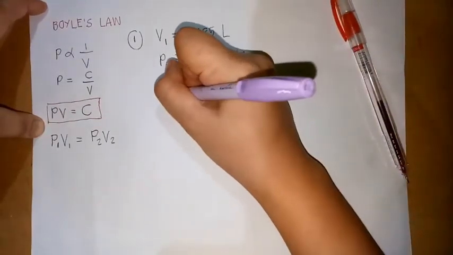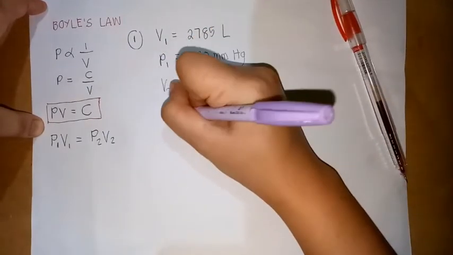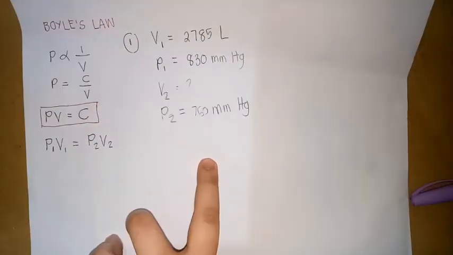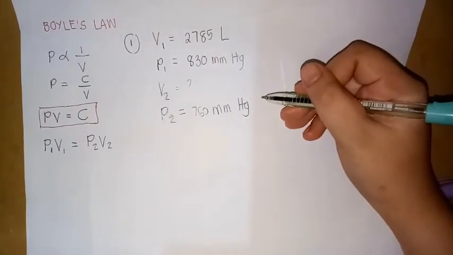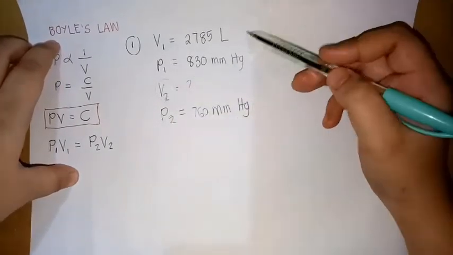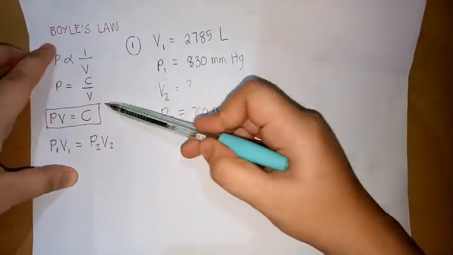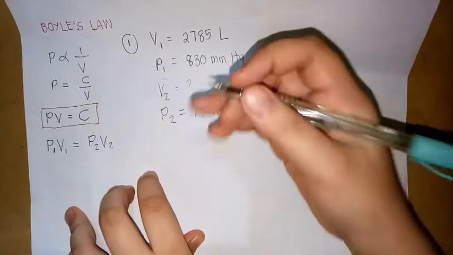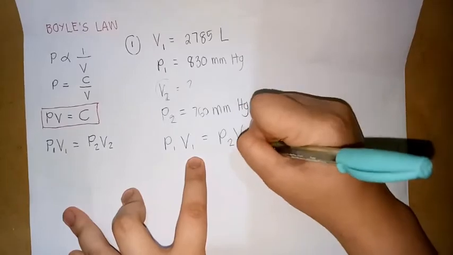When we say standard pressure, I gave you the values for that. Standard pressure is equivalent to 760 millimeters of mercury. So what is the volume of the propane at standard pressure, or what is V2? Given are V1, P1, and P2. So what we will do here is use the equation we derived from Boyle's law. Our equation is P1V1 is equal to P2V2. We are going to solve for V2.